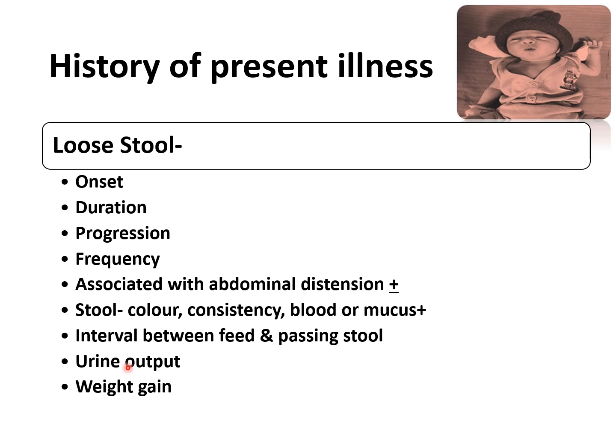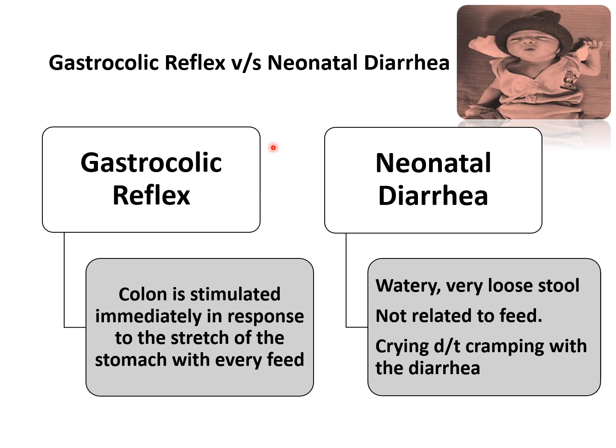Then also ask whether the urine output is adequate or not, because we know a normal newborn should pass urine 6 to 8 times in a day. So whenever with loose stool the urine output is less, that means the baby is having neonatal diarrhea, and this is a sign of dehydration. And also check the weight gain with loose stool. So again, we have to differentiate: is it the gastrocolic reflex or neonatal diarrhea?